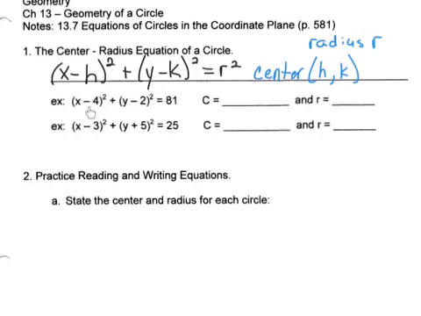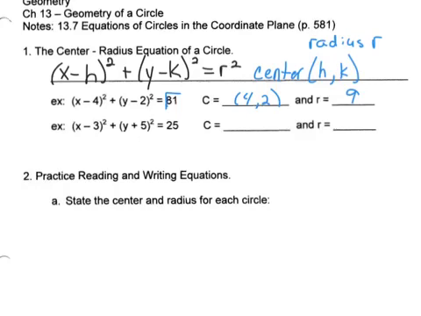Here's a couple of examples. In this equation, we have x minus 4 squared plus y minus 2 squared is equal to 81. Well, my center is going to be 4, 2, and the radius is going to be the square root of 81, which is 9. I'll let you fill in the next one. And remember, notice the signs. When I have subtraction, I have a positive value. So when I have addition, that value is going to be negative.